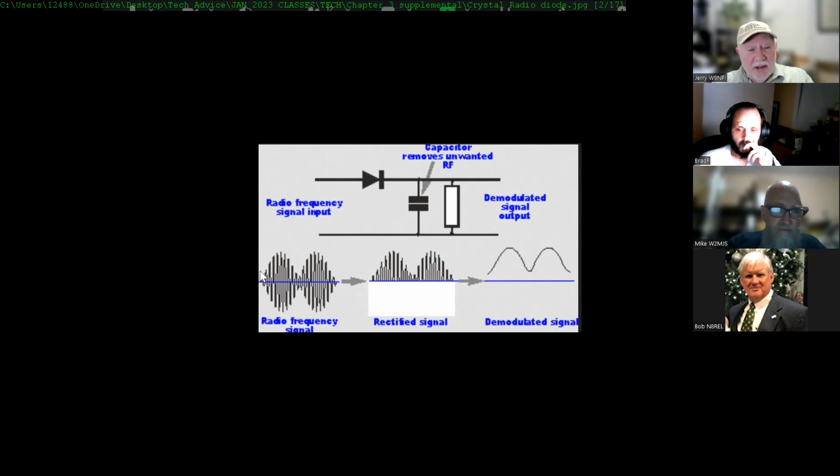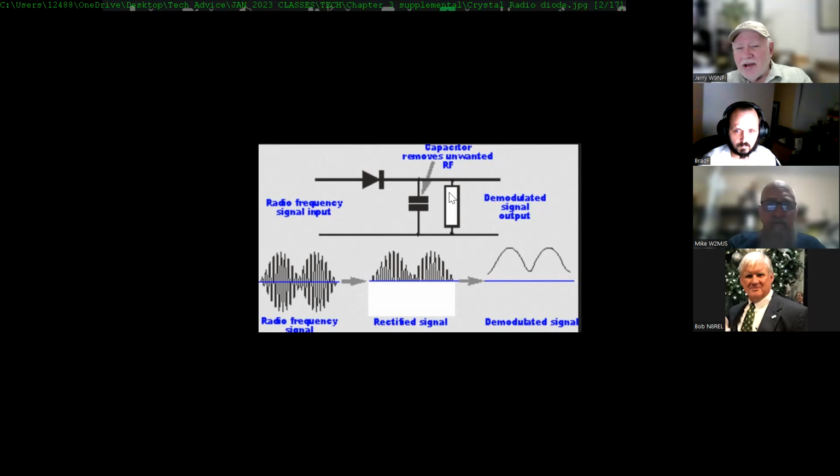For instance, here is something coming out of the antenna. You have sine waves here, positive parts and negative parts. After it goes through the diode, it only has the positive parts going through. Now, this is still the radio carrier and the voice or music or whatever signal connected together. It's called heterodyned together. A capacitor.